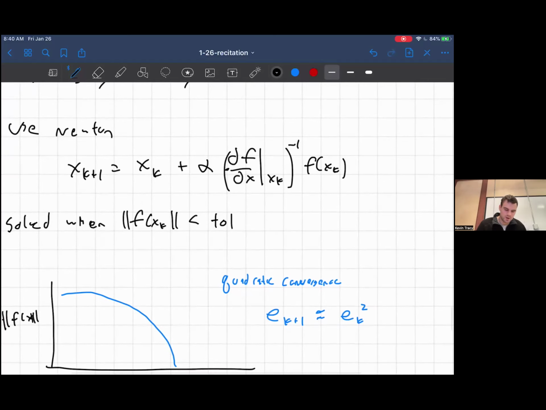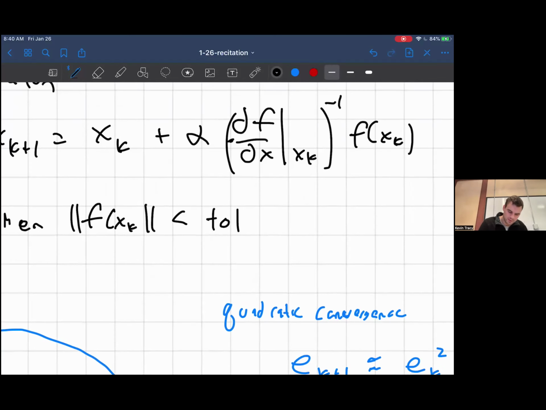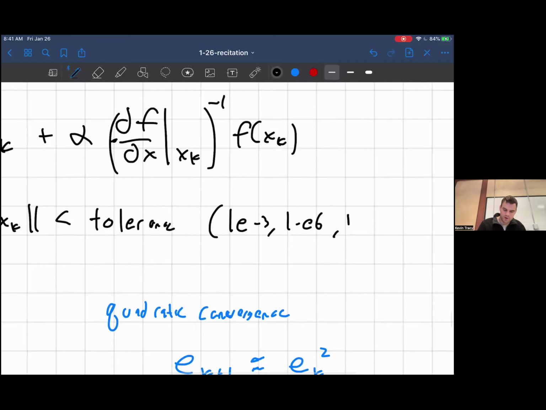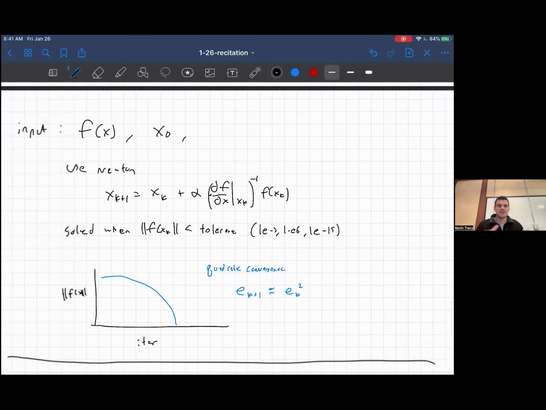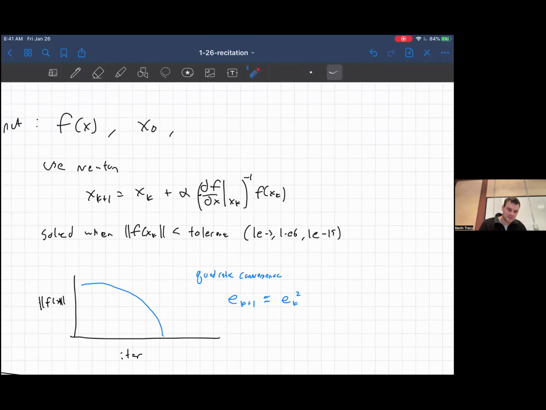Oh, sorry. This is tall. Tall is intolerance. So tall is tolerance. So it's like 1e minus 3, 1e minus 6, or if I want full machine precision, 1e minus 15. Yeah, super good question. And again, different problems will have different convergence criteria.